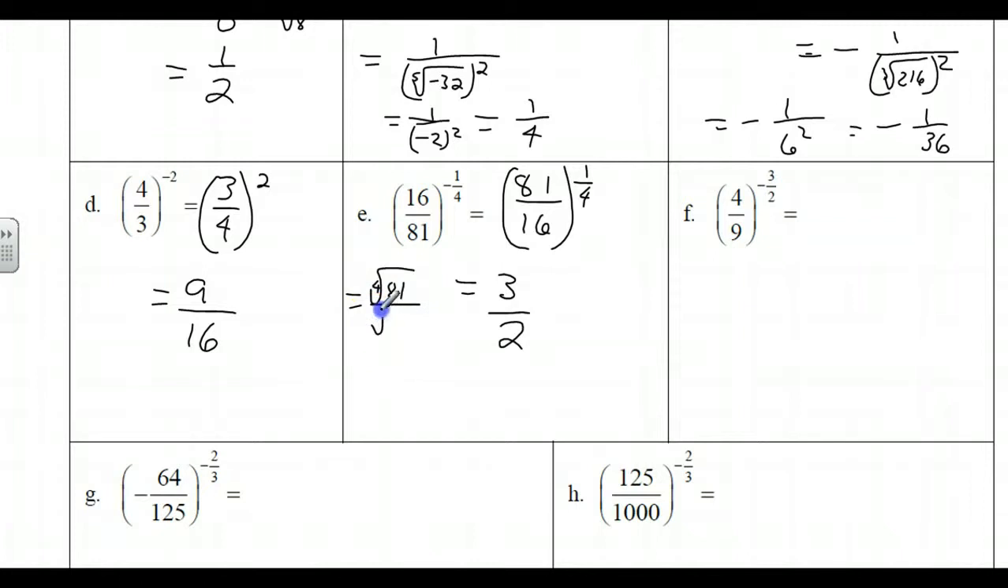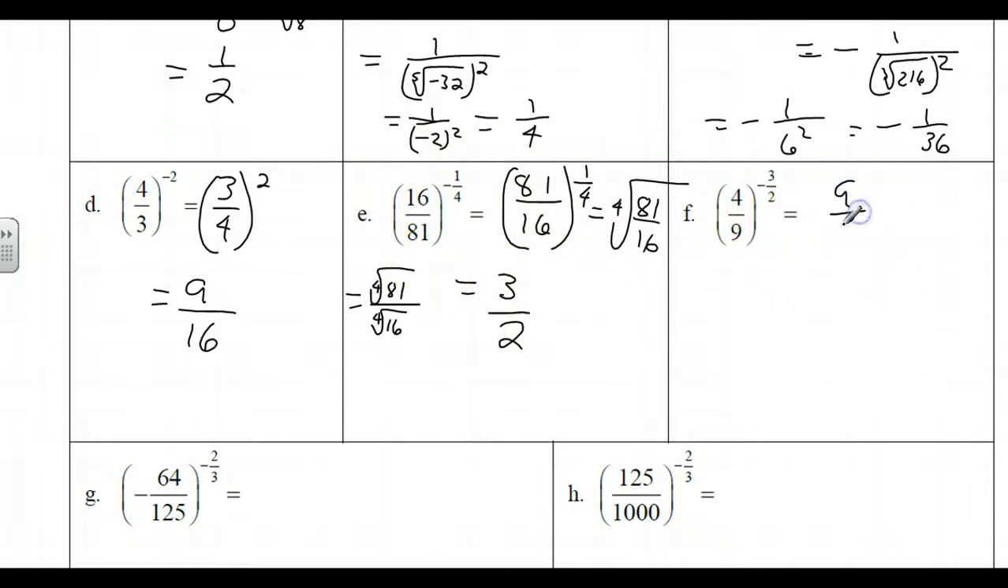4th root 81, 4th root 16. And actually, I guess what precedes that is overall the 4th root of 81 over 16. So here's a whole pile of steps, it's acceptable for me if you go from this to this to this.